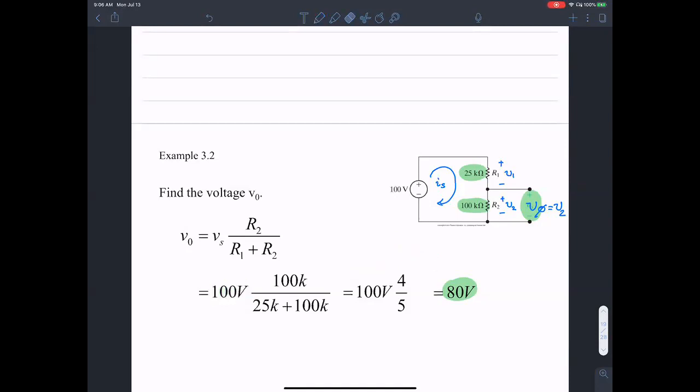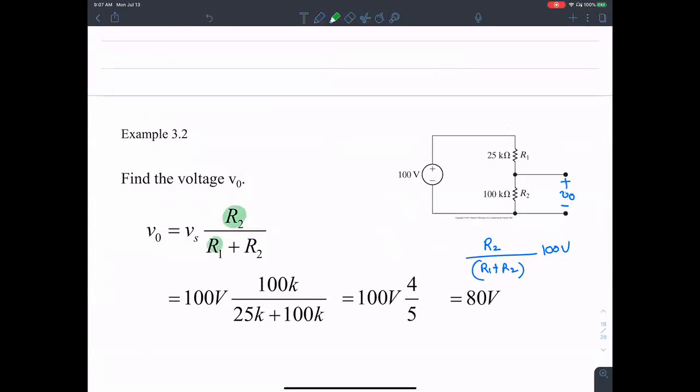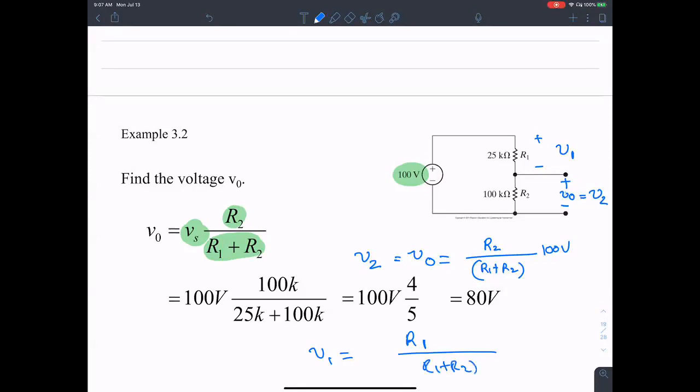How do you find V2? Maybe I did not spend enough time on this, so I only gave you the intuitive understanding. In order to find the voltage dropped across this resistance, V0, all you have to do is take R2 by R1 plus R2 times the voltage applied, the source. That gives you V0, which is the same as V2. How would you find V1? V1 is R1 by R1 plus R2 times Vs. When you do the math, it comes out to be 20 volts.